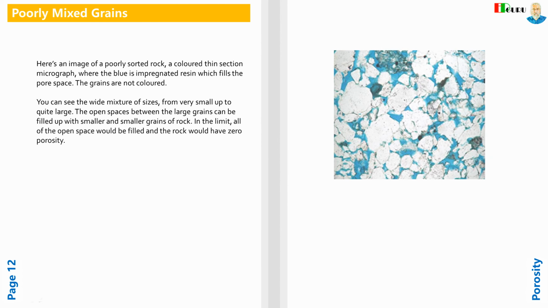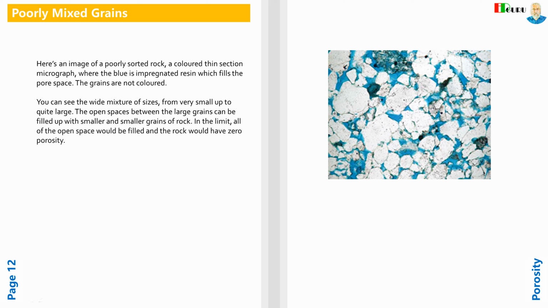Here's an image of a poorly sorted rock, a coloured thin section micrograph, where the blue is impregnated resin, which fills the pore space. The grains are not coloured. You can see the wide mixture of sizes, from very small up to quite large. The open spaces between the large grains can be filled up with smaller and smaller grains of rock. In the limit, all of the open space would be filled, and the rock would have zero porosity.